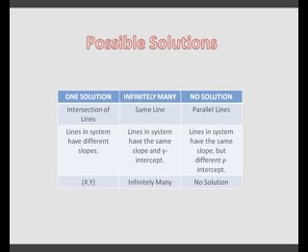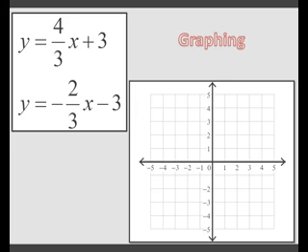The last one would be no solution, and our graph is going to look like parallel lines. These are lines in the system that have the same slope but different y-intercepts. And you remember the definition of parallel lines: lines that never cross each other. So that would be no solution, because any ordered pair that works in one equation isn't going to work in the other equation. So let's begin with our first practice problem.